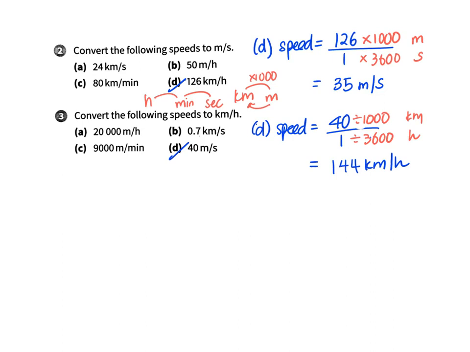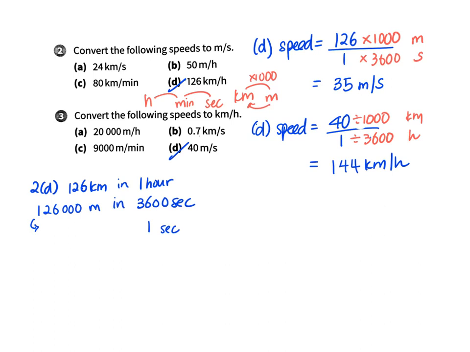Now, these are not the only method. There is another method for part D, question 2D. Now, if I were to do question 2D, I can see that this is 126 kilometers in 1 hour. And they want us to change to seconds. That will be 3600 seconds, and this will change to meters, 126000 meters. Now they want us to find meters per second, so we take 1 second, so we'll divide this number by 3600 to give me 35 meters in 1 second. So this means the speed will be 35 meters per second.